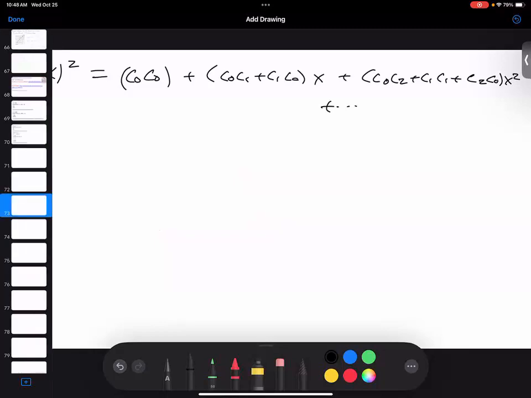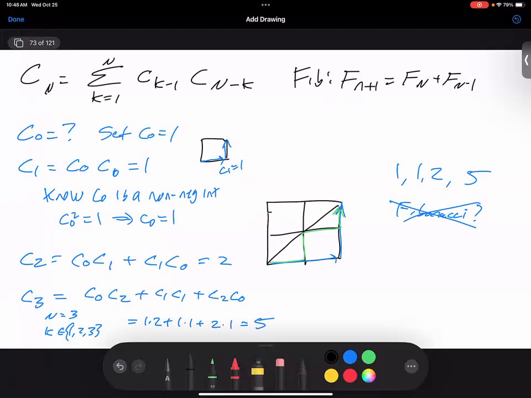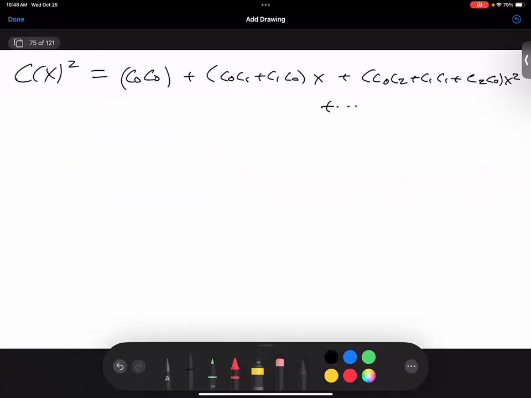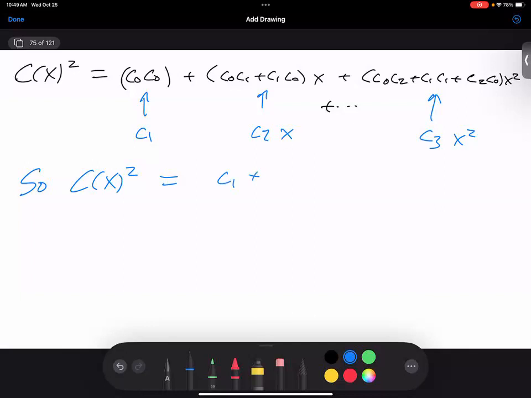This should look really familiar. If we go back, C0 C0 is just C1. C0 C1 plus C1 C0 is just C2. So when we look at this, this is supposed to be C1. This was supposed to be C2. What was this supposed to be? C3. So what's the relationship between C of x squared and C of x? This looks a lot like C of x, doesn't it? We have C1 plus C2x plus C3x squared plus dot, dot, dot.